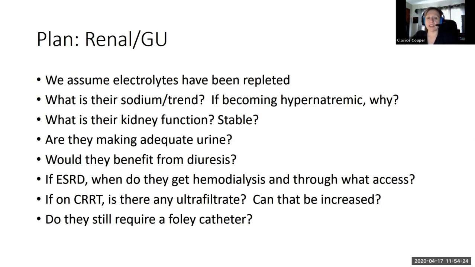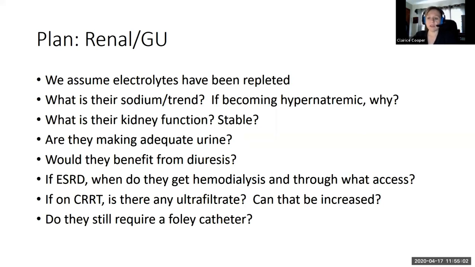If the patient is on CRRT, or continuous renal replacement therapy, then the question is a few things. First of all, making sure that it's continuing to work properly. If the patient has any ultrafiltrate, meaning are we taking any fluid off, and that's usually anywhere from 25 to 200 mLs per hour. And just like we try to diurese patients as soon as we can, we do try to offload them with the ultrafiltrate as much as we can. So you always want to look at whether that can be increased.